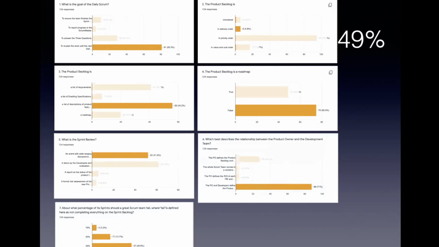What percentage of a sprint should a great Scrum team fail, where fail is defined here as not completing everything on the sprint backlog? And most of you said 0%. Now I know you all go to your customers and your managers and say, wow, we completed this. We completed every sprint. We haven't failed a single sprint. What's the answer? 50%. If you are not failing 50% of your sprints, you're lying, you're cheating, you're cooking the books.